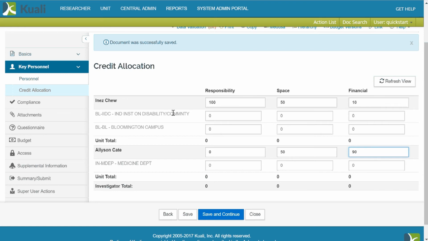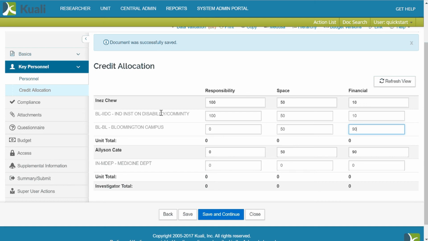The second step is to allocate credit among the units. So within that, each block of units underneath an individual has to add up to 100%. So again, it could be 100 and 0, it could be 50-50, it could be 10 and 90, but the allocation of this 10% is done below it. So in this case, on financial, the Bloomington campus is getting 90% of the financial credit, and IIDC is getting 10% of the financial credit. The financial credit that's being split up is only 10% of the credit for the whole project, but it has to be broken down for whatever amount it is.